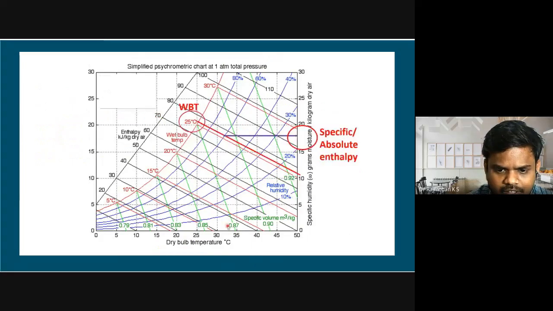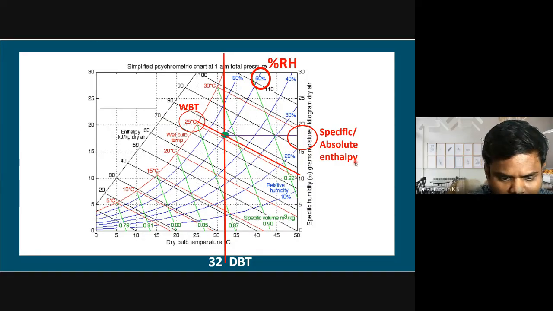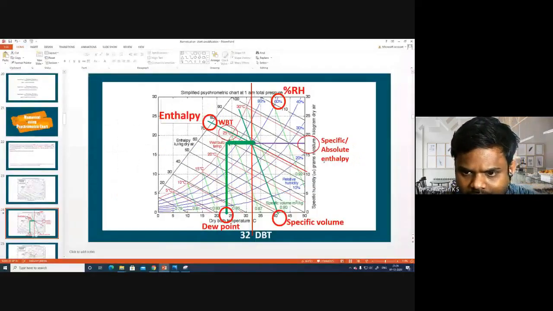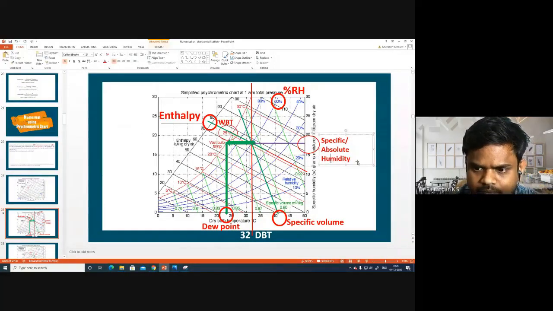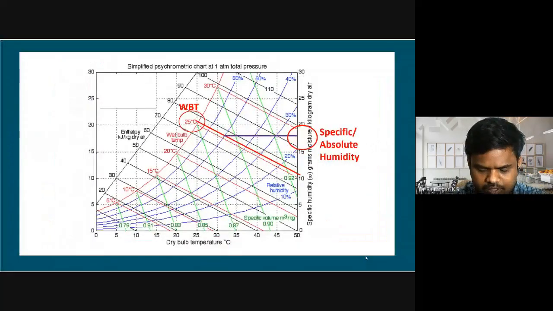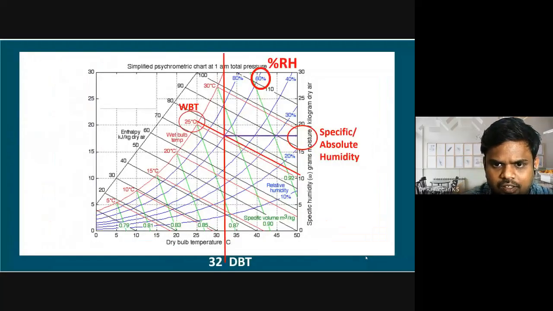This is the chart I have taken. I have drawn a 32-degree DBT line, and the 60% RH line is given. There I mark a point and draw a line parallel to the x-axis to get the specific absolute humidity. And if I draw a horizontal line towards the left to the 100% saturation line, the corresponding x-axis value gives me the dew point.